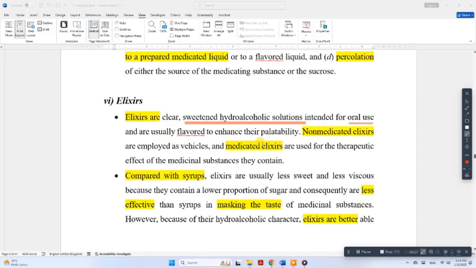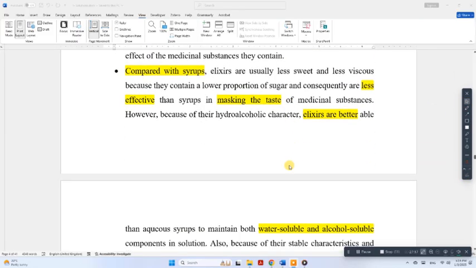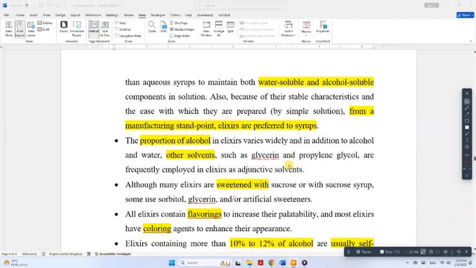Why? Because syrups contain a high concentration of sugar, which makes them more viscous and sweeter. Elixirs, on the other hand, contain alcohol, which reduces the viscosity and sweetness. Elixirs can better solubilize both water-soluble and alcohol-soluble components because they contain both water and alcohol. This is one of the advantages of elixirs over syrups. However, because they contain alcohol, they are not suitable for children or individuals who should avoid alcohol.